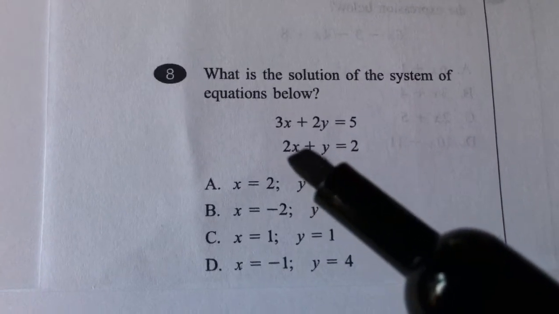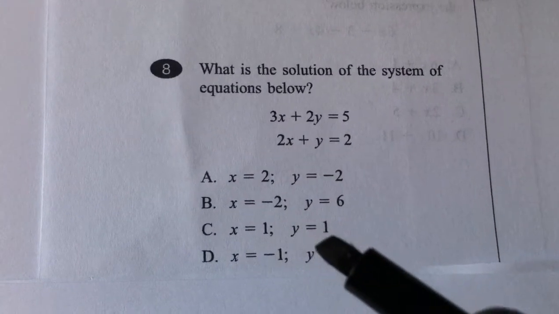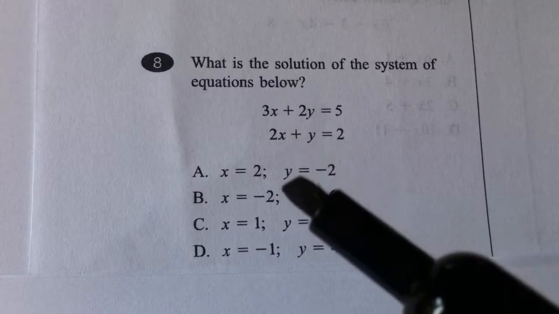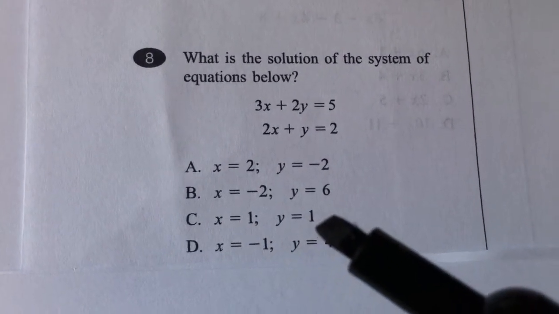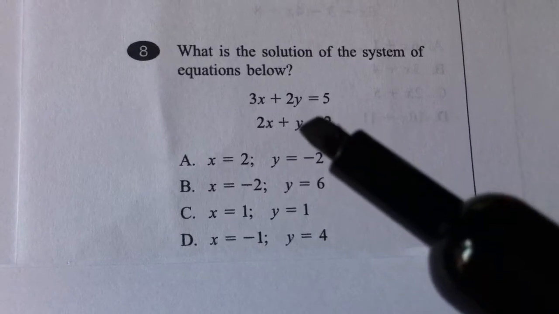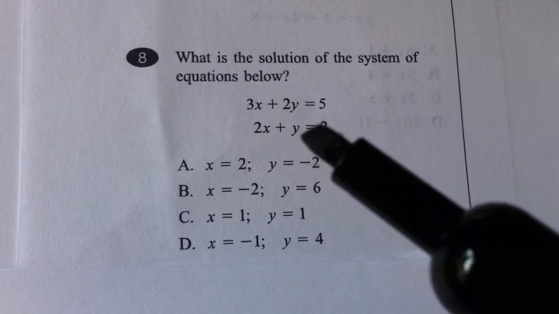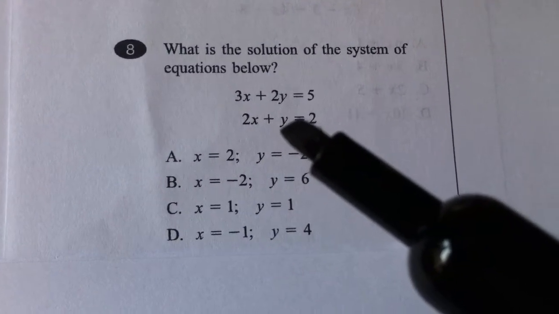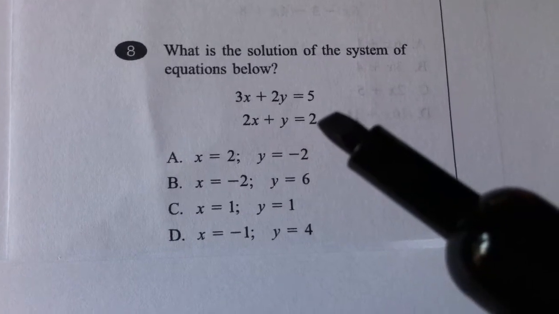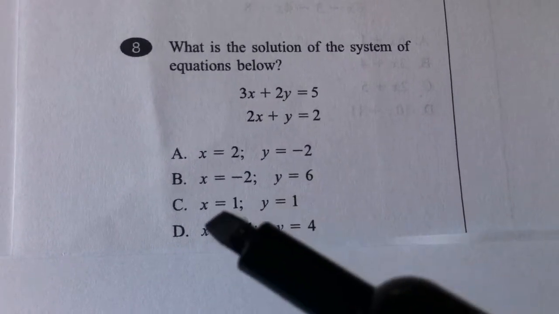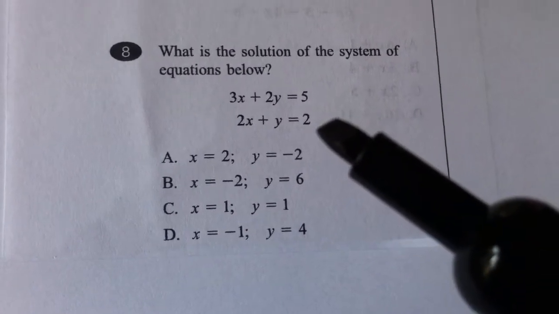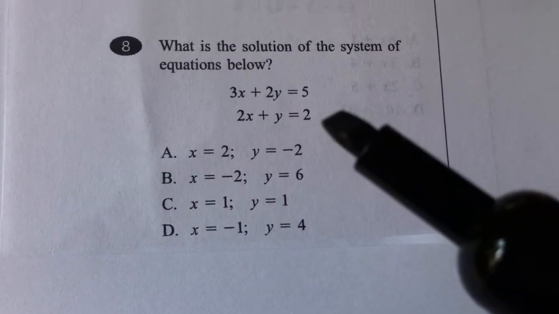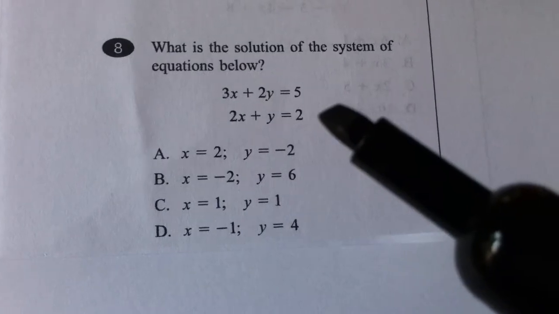How about the second equation? X equals 1, y equals 1. 2 times 1 is a 2, right? Plus y equals 1, so 2 times 1 plus 1 is equal to 3. And 3 is not equal to 2. So choice C satisfies the first equation but does not satisfy the second equation. So it's not an answer.